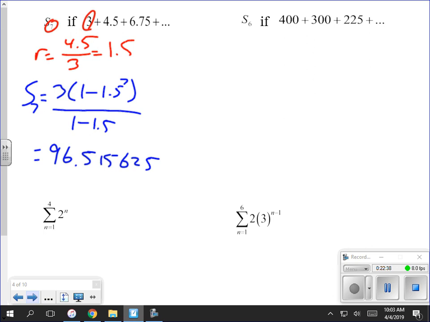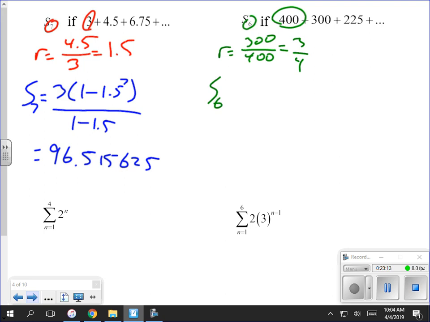Okay, so this one, I know what N is. I know what the first term is. I need to find R. R is 300 divided by 400, or 3/4. I would like to try it as a fraction and see what we get. Just go from there. Decimal I wouldn't necessarily get too worked up over.